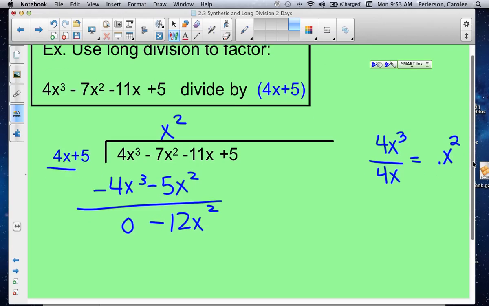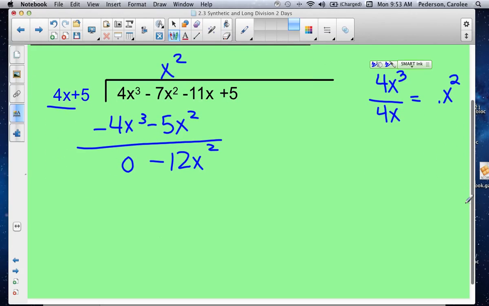I'm going to bring down that negative 11x. Now I'm going to divide again. I'm just doing it off to the side so I don't make a mistake. So now I'm going to take negative 12x squared and divide it by 4x. Negative 12x squared divided by 4x is negative 3x. So that'll go above the x term.